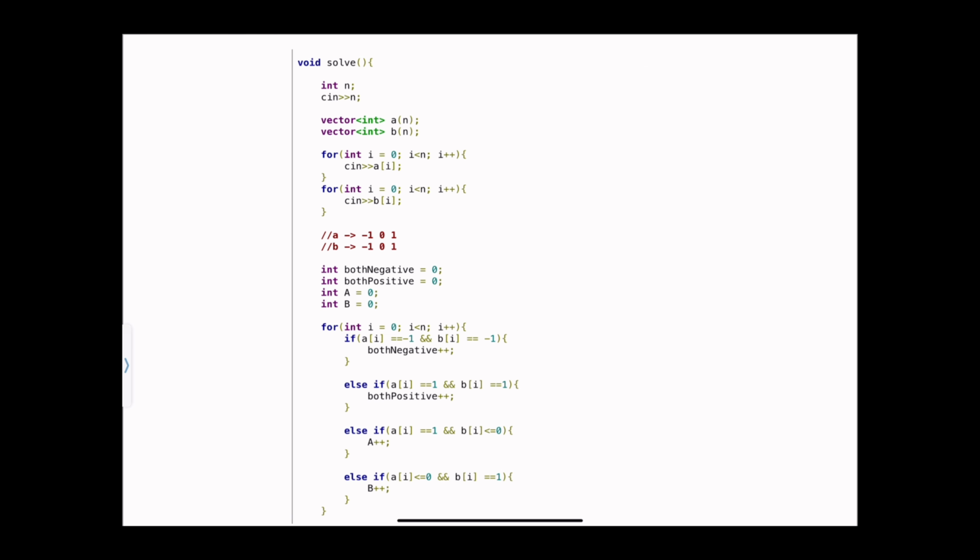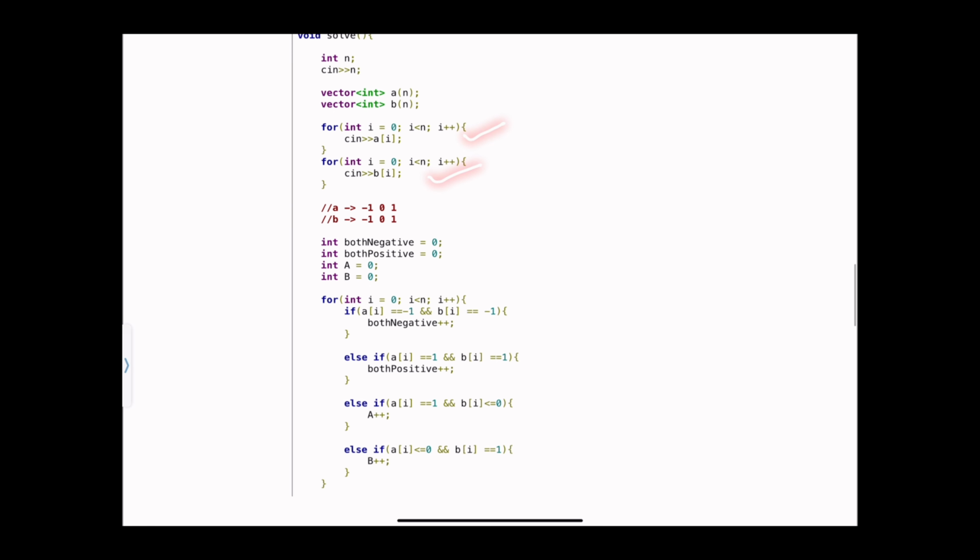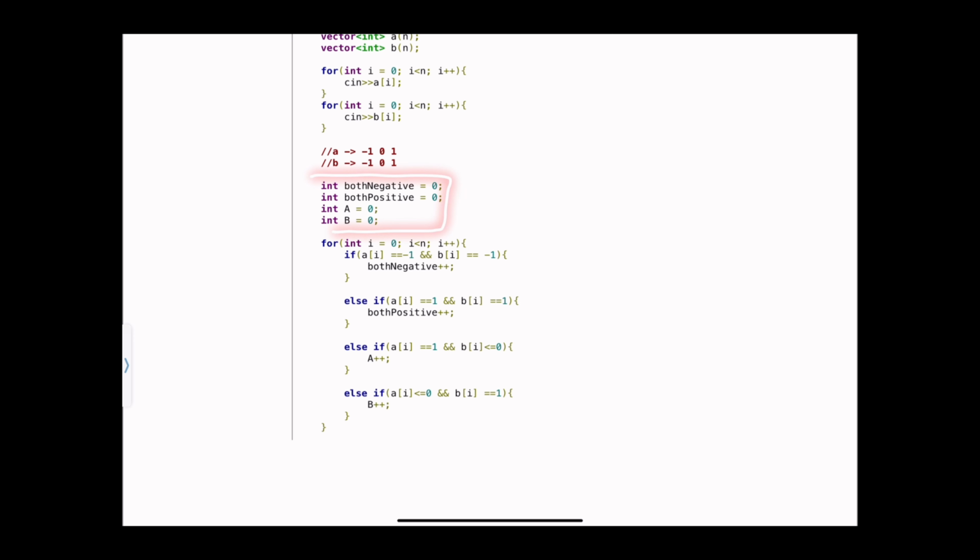So first of all, we will declare the size of the array and we will take in input the two arrays. These arrays represent the ratings given by people to the first movie and to the second movie. Now we will declare these four variables. When a person gives a negative review to both the movies, we will increment the count of this. When a person gives a positive review to both the movies, we will increment the count of both positive. If a person gives a higher rating to the first movie, then we will increment the count of A. If a person gives a higher rating to the second movie, we will increment the count of this.